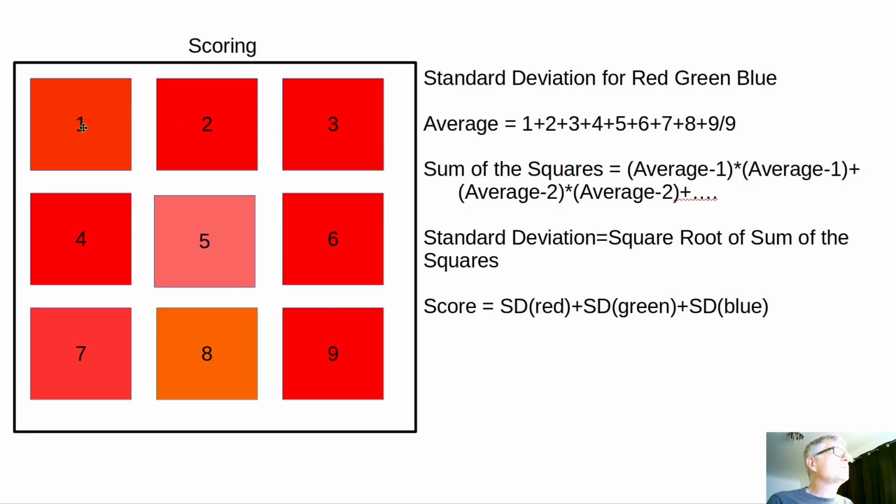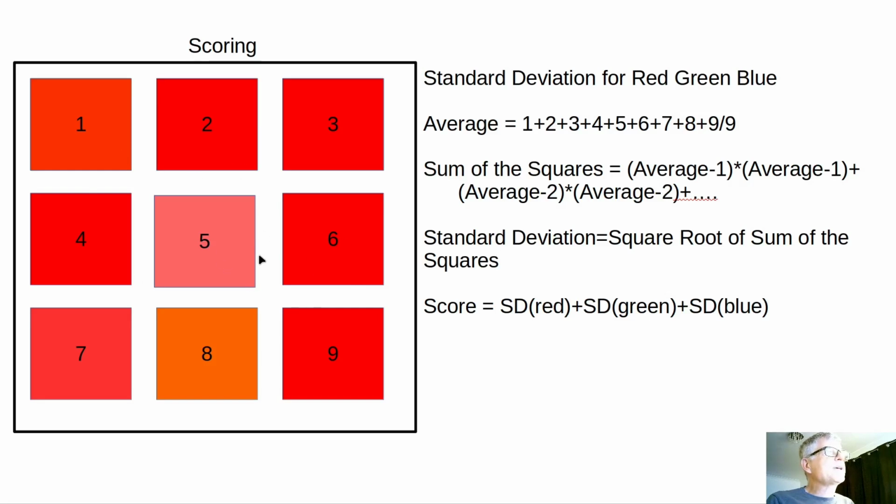First of all, we take the average. So you take the average red value of all 9 pixels, which is just the sum of the values divided by 9. And then you take the sum of the squares, which is the average take away value of 1, the average multiplied by the average taking away value of 1. Essentially this will give you a positive number. The further away you are from the average, the larger that number becomes. We do that over all the pixels. And what we come up with when we square root that is the standard deviation.